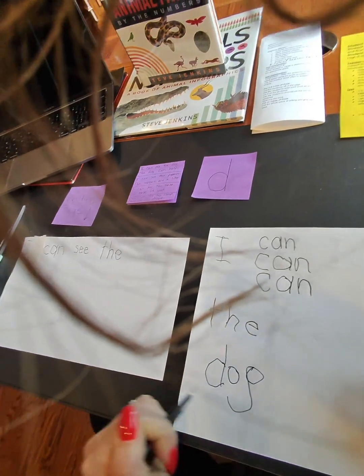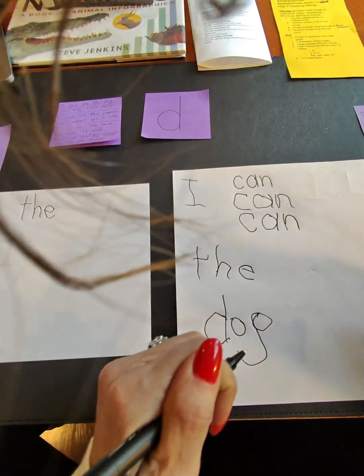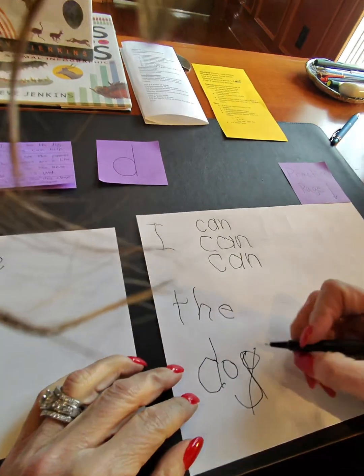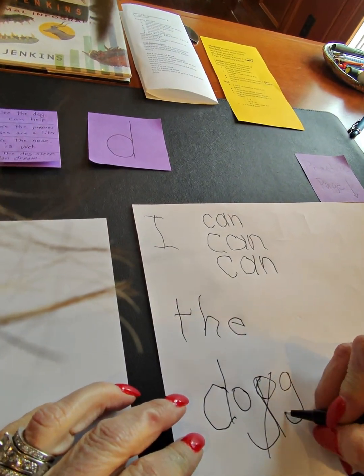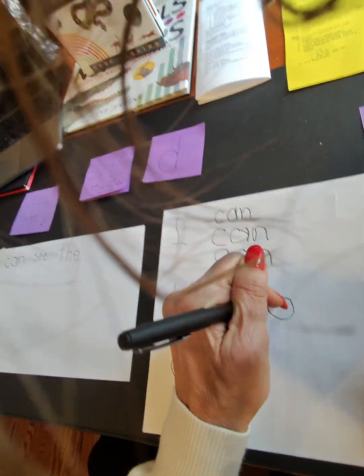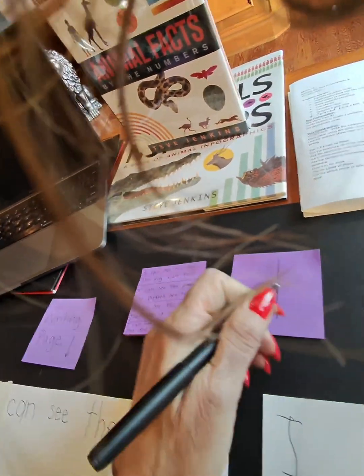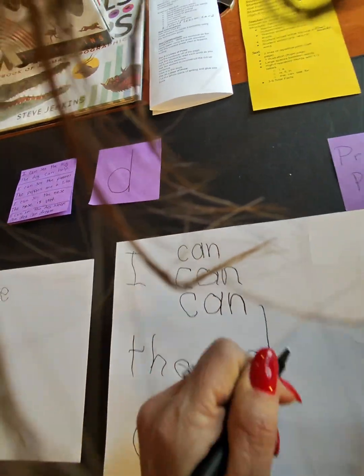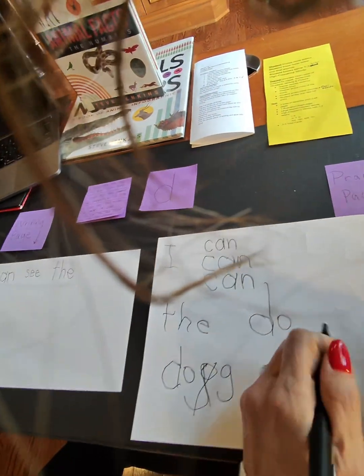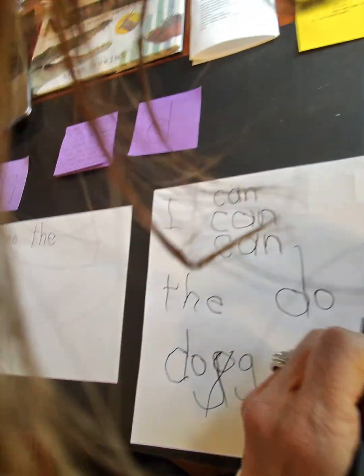And let's say they do their G like this. I'm going to say, nope, that G is going backwards. I'm going to show them how to do the G like this. Then we're going to practice dog again. Show me your D. Check out your D up there. See which way it goes. Then I might do the O. And then let's switch our G around so it looks just like this.